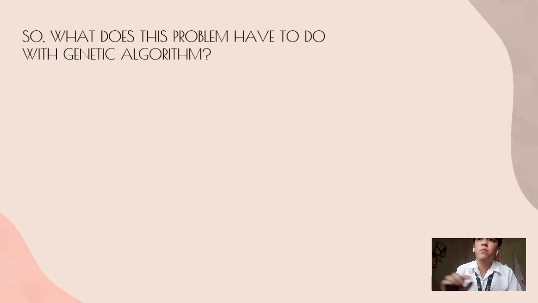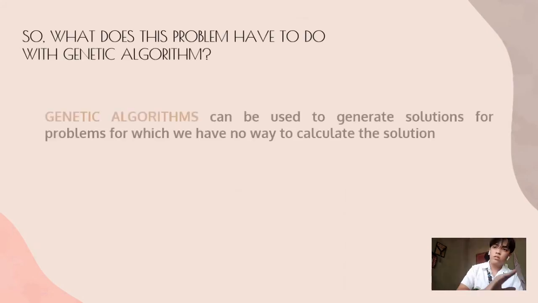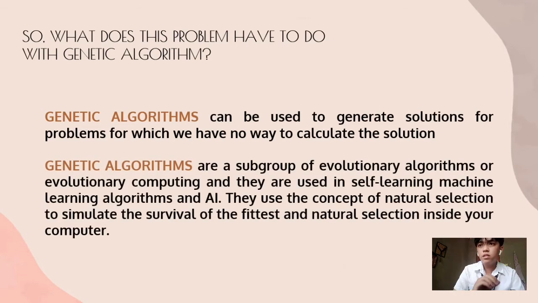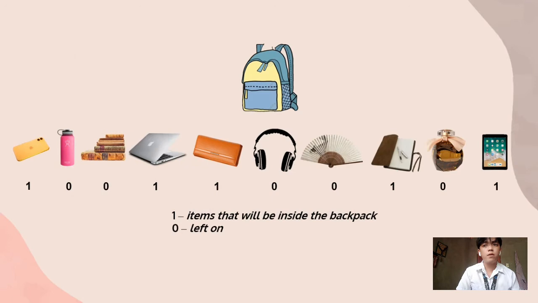So what does this problem have to do with genetic algorithm? The genetic algorithm can be used to generate a solution to a problem for which we have no way to calculate the solution. Genetic algorithms are a subgroup of evolutionary algorithms or evolutionary computing, and they are used in self-learning machine learning algorithms and AI. They use the concept of natural selection to simulate the survival of the fittest and natural selection inside your computer. So this knapsack problem is an example that fits the genetic algorithm.